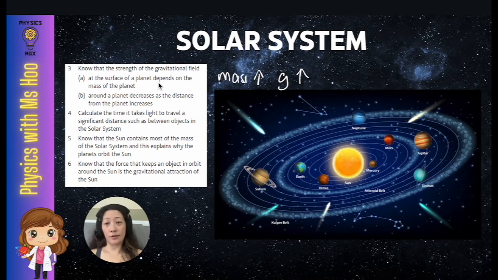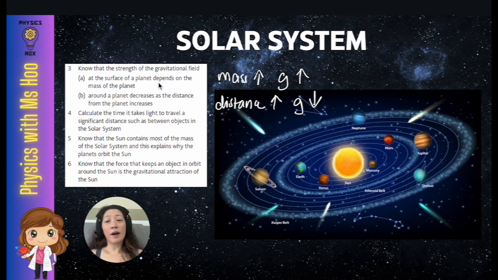Secondly, you also need to know that when the distance from the surface of the planet increases, the gravitational field strength decreases, which should make sense because the further you are away from the planet, the weaker the gravitational pull is. So you just need to know these relationships.